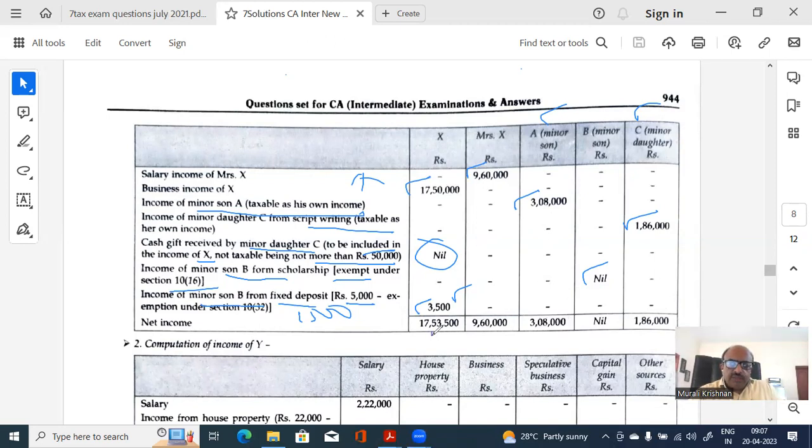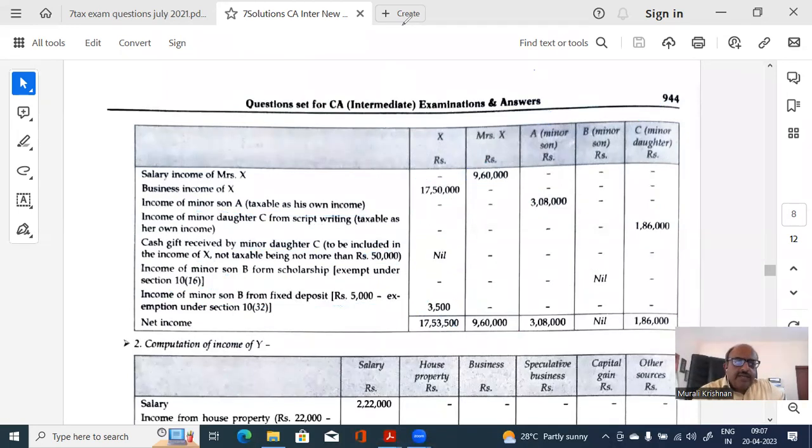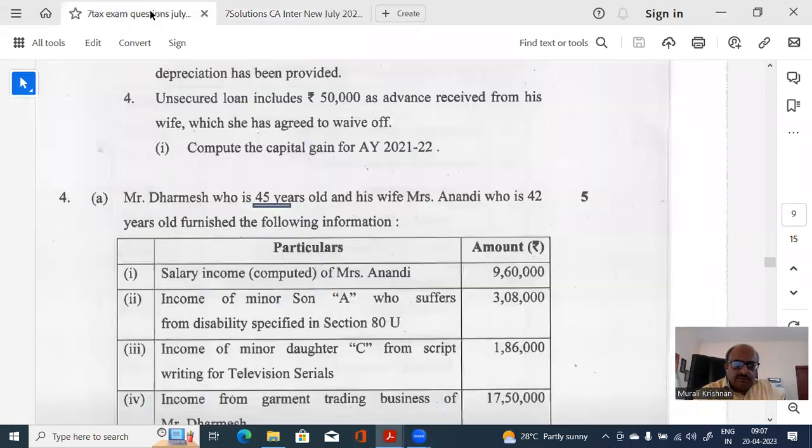So what are they asking? What is the net income of this? Why is 3,500 clubbed here? Because of this reason. His income is more. Had her income been more, it should have been clubbed here. Even this, if it had been more than 50,000, would have been clubbed here. Please take care. The problem is in Singhania at the end of the chapter. If you're not clear, just do the problem from there. Let's look at the next part of the question.